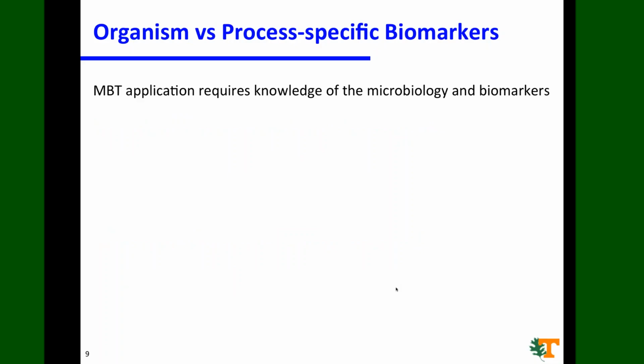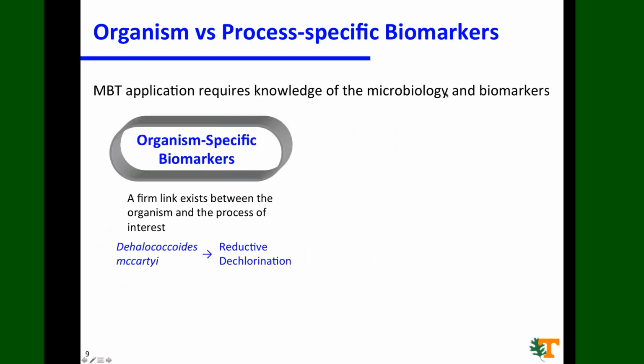So coming back to biomarkers, you can distinguish organism versus process-specific biomarkers. Whatever you do with biomarkers, it does require knowledge of the microbiology. So that's a prerequisite. So you have to know the organisms, and you have to know the biomarkers that are on the genome of this organism. And you can use organism-specific biomarkers when you have a firm link between the organism and the process of interest.